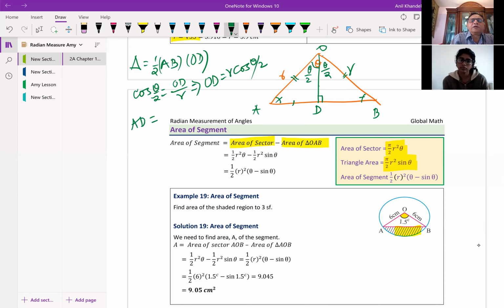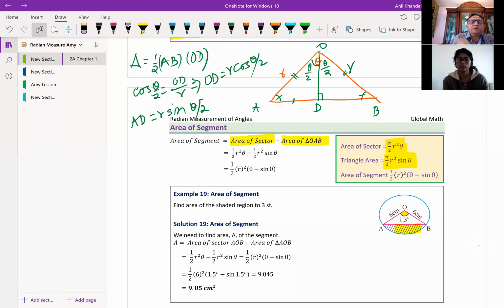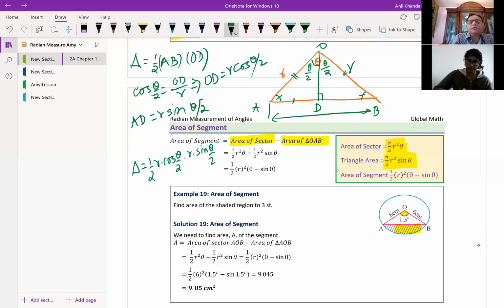Well, AD will be equal to R sine theta by 2, correct? This is the opposite side, right? So when I put all these things together, the area of the triangle is half, OD is R times cos theta by 2, right? But this is the height, right? And now AD is R times sine theta by 2. We are interested in A to B, right? A to B will be twice, correct? So I'll multiply this by 2. Is that clear? So we have got the formula here.